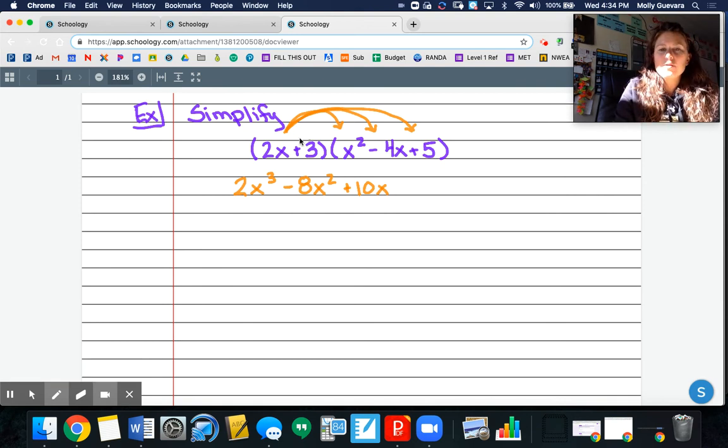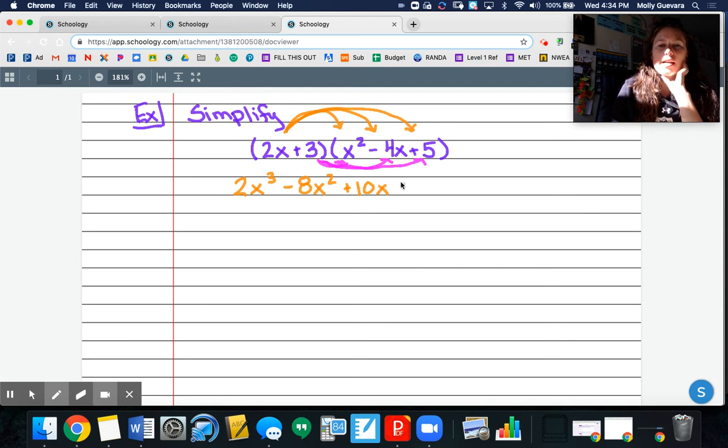Then step 2 is to take your second term and multiply it by every single term in the second parenthesis. Okay, so 3 times x squared is positive 3x squared. 3 times negative 4x is negative 12x. And 3 times positive 5 is positive 15.